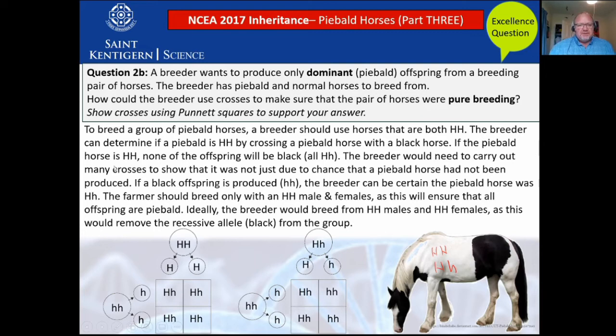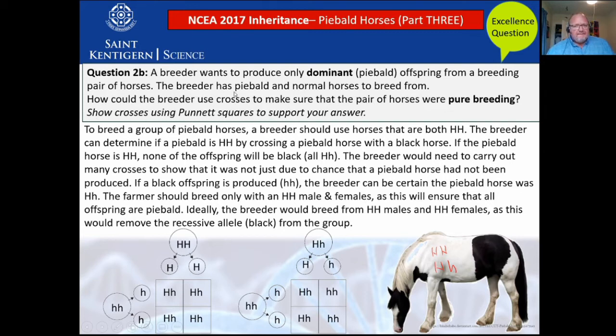Crossing the piebald. If the piebald horse is homozygous dominant, none of the offspring will be black. The breeder would need to carry out many crosses to show that it was not due to chance. If a black offspring is produced, the breeder can be certain that the piebald horse was a heterozygote. The farmer should breed only with homozygous dominant males and females, as it will ensure that all the offspring are piebald. Now, this was a question that really made me angry, because how could the breeder use the crosses to make sure the pair of horses were pure breeding?